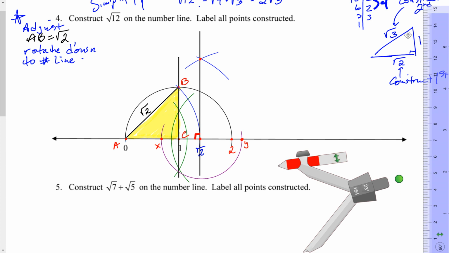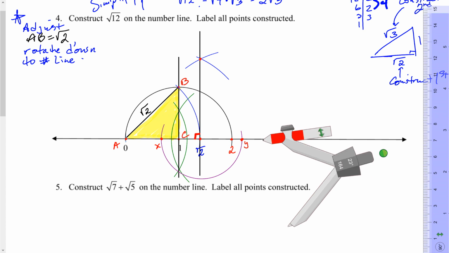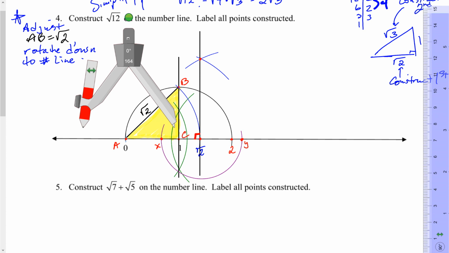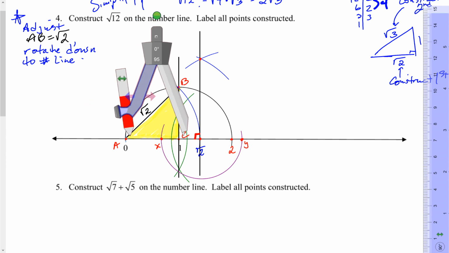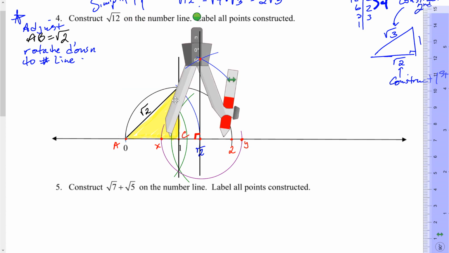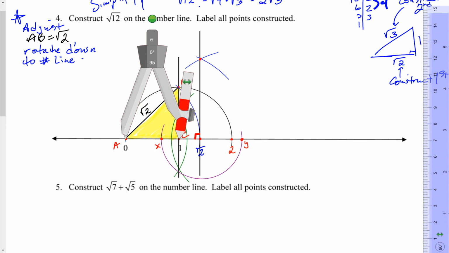I need to construct a vertical distance of length 1. Basically this side of the triangle has to be length 1, which has to be the same as the distance from B to C. So let's get a distance of 1 here. Adjust it from 0 to 1 again. You're going to have to readjust your compass here. Again, distance from 0 to 1. Notice it's the same. I'm going to switch to black here.